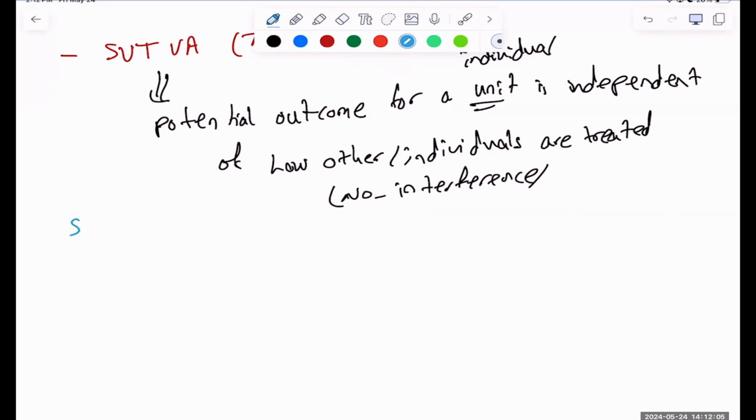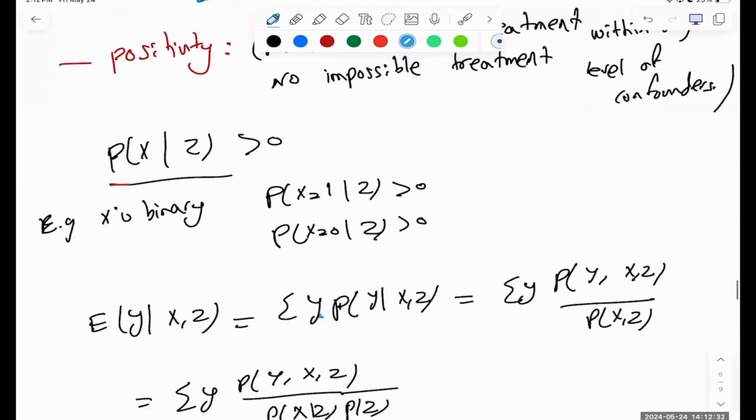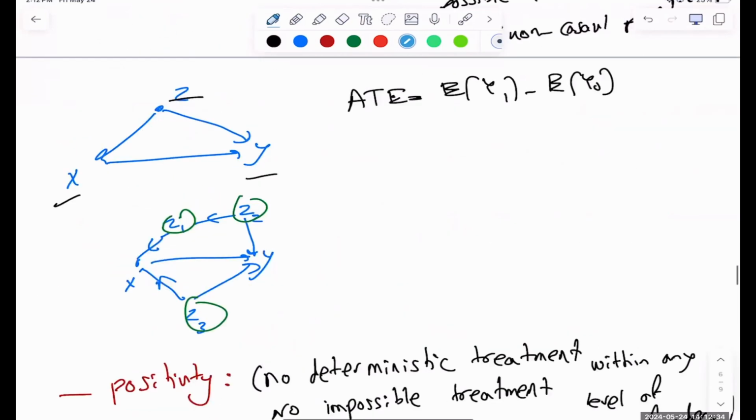SUTVA stands for stable unit treatment value assumption. The best way to remember it is no interference between the units or between individuals, which the majority of the time actually fails in the literature. All right, so these are the important identifiability conditions in causal inference.